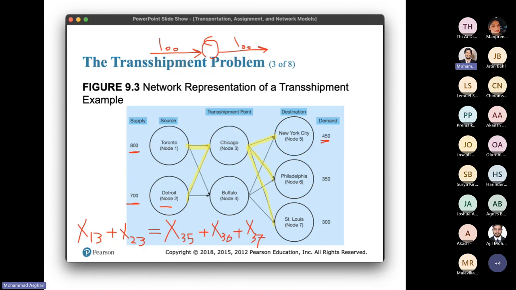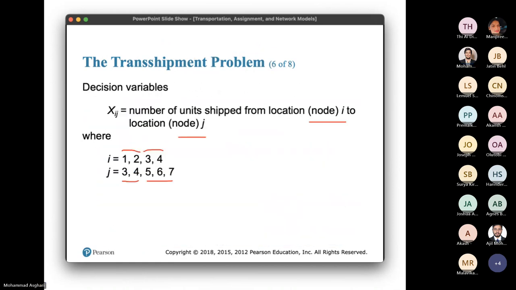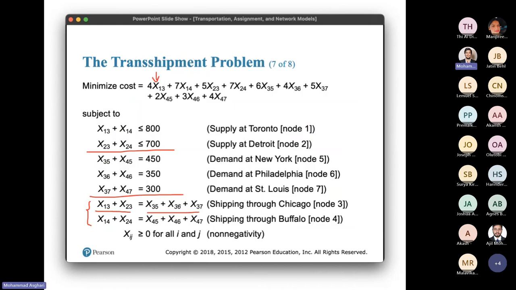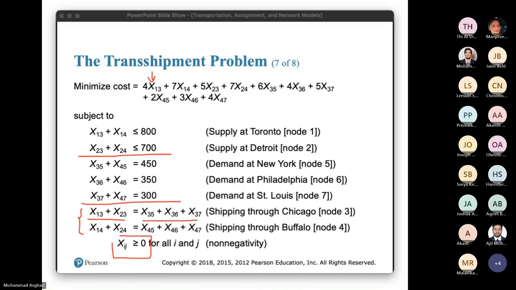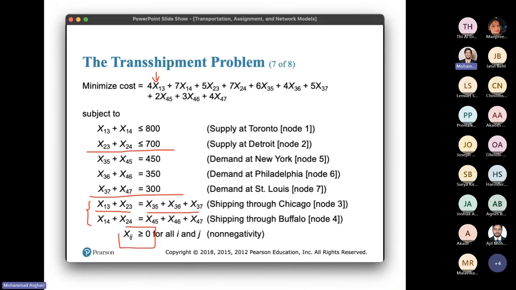So you can use the same formulation for Buffalo. All items which come to Buffalo must leave this city, must be shipped to destinations. So in this way, you can write flow balance constraints. And after that, you need to add the non-negativity constraint. Any question? Nothing? That's great. So this is all for today.